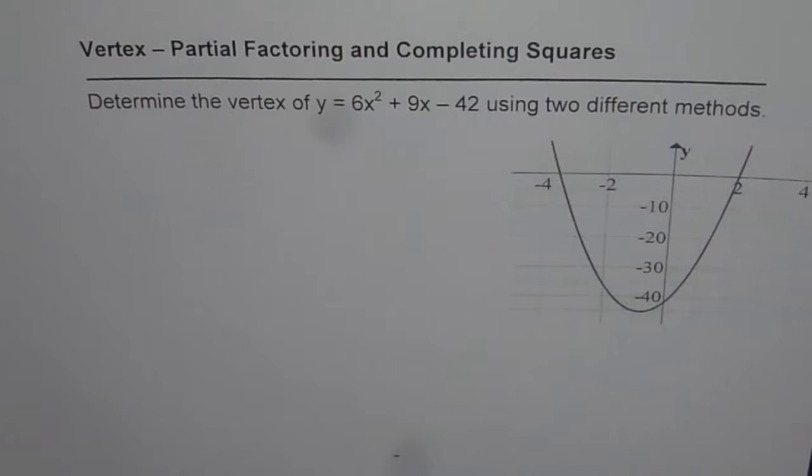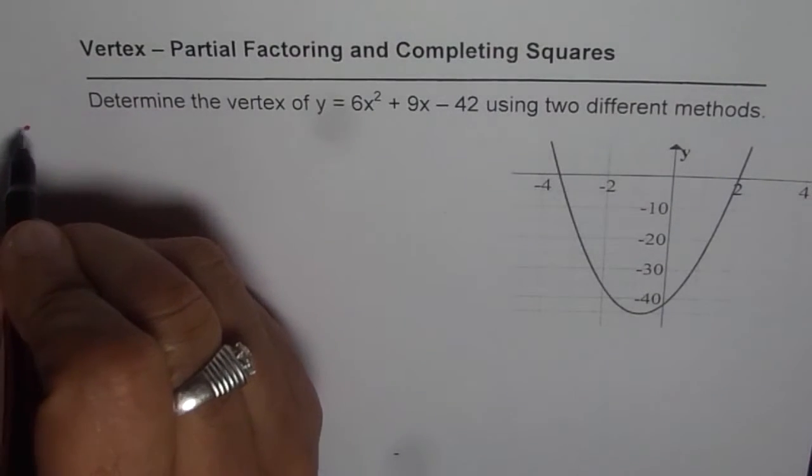The question here is: determine the vertex of y equals 6x squared plus 9x minus 42 using two different methods. Well, the most popular method to find the vertex is completing the squares, but that is my last choice. I will teach you four different methods in this video to find the vertex, and I'm sure you'll like my first two methods. They are brilliant.